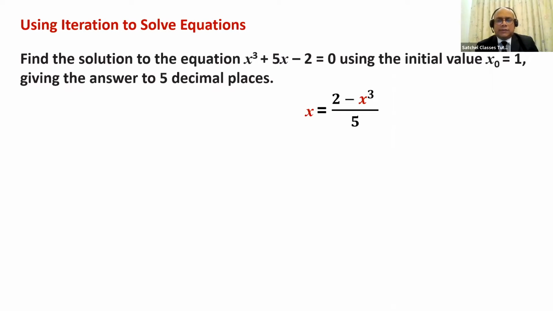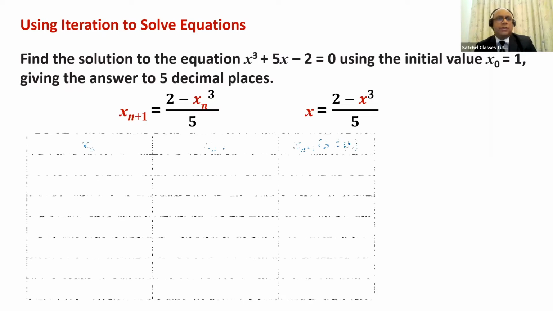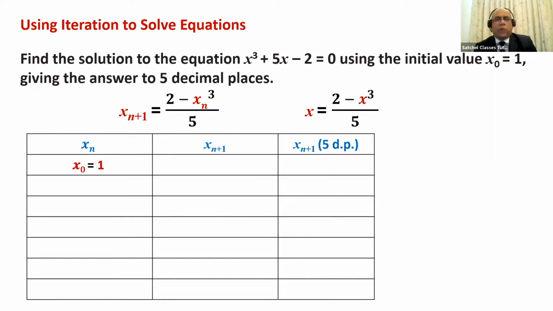So in place of x cubed, I'll put xn. So the first input will go to that, and the output, which is xn plus 1, will be the one on the left. So xn plus 1, which is the output of any iteration, equals 2 minus xn cubed, where xn is the input of the iteration, divided by 5. And as given to us, we first start with xn equals 1, which will be the 0th value. So x0 is 1, which is what I'll substitute in place of xn.